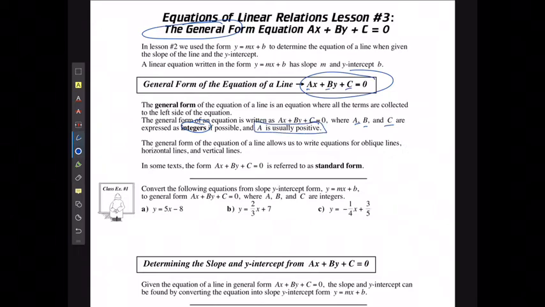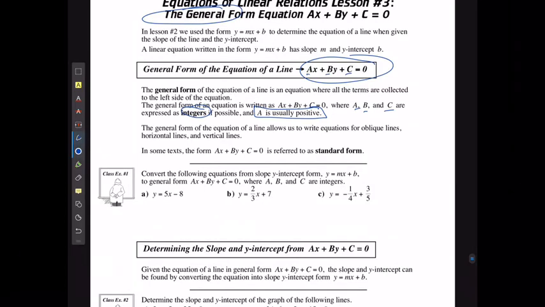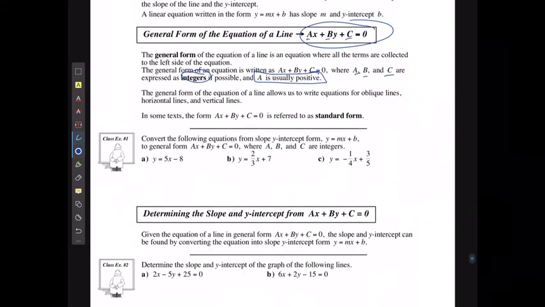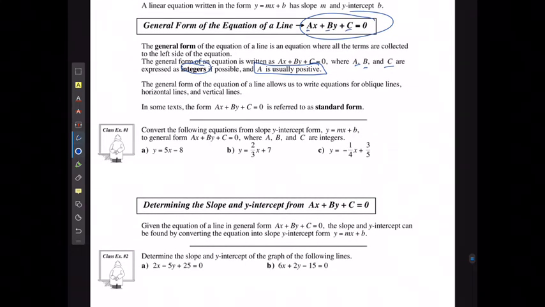We're going to make it a rule for ourselves that A is always going to be positive in these cases. So we always want the coefficient of x to wind up being a positive number. The general form of the equation of a line allows us to write equations for oblique lines, horizontal lines, and vertical lines. In some texts, the form Ax plus By plus C is referred to as standard form. So if ever you come across standard form, it's referring to the same thing as our general form.